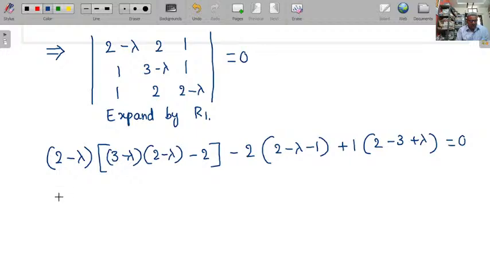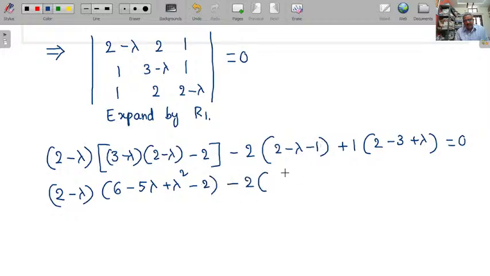So what do you get now here? Let us simplify this. 2 minus lambda, now let us multiply these two: 6 minus 3 lambda minus 2 lambda, that will be minus 5 lambda, minus lambda into minus lambda plus lambda square, and minus 2 times, here 2 minus 1 is 1, this will be 1 minus lambda. Is it clear? Right. Plus this will be lambda minus 1 equals 0. So let us simplify.